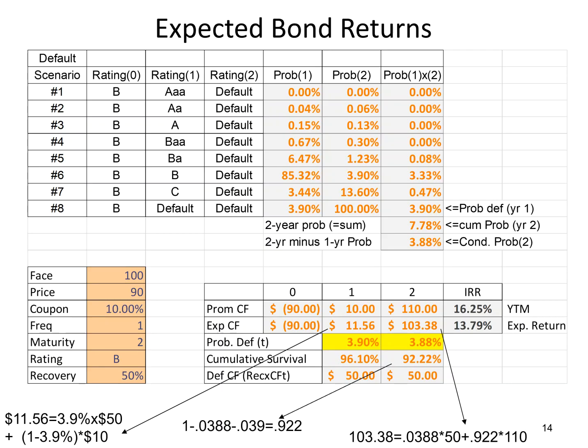So let's build a little model to calculate the expected return of a bond that has a par or face amount of $100. It's selling for $90, that's my price, has a 10% coupon, makes 1 payment per year, maturity of 2 years, it's currently a B-rated bond, that's the one we've been talking about up here, and there's a recovery of 50% in default. So let's go build a little spreadsheet to calculate the expected return and YTM of this bond.